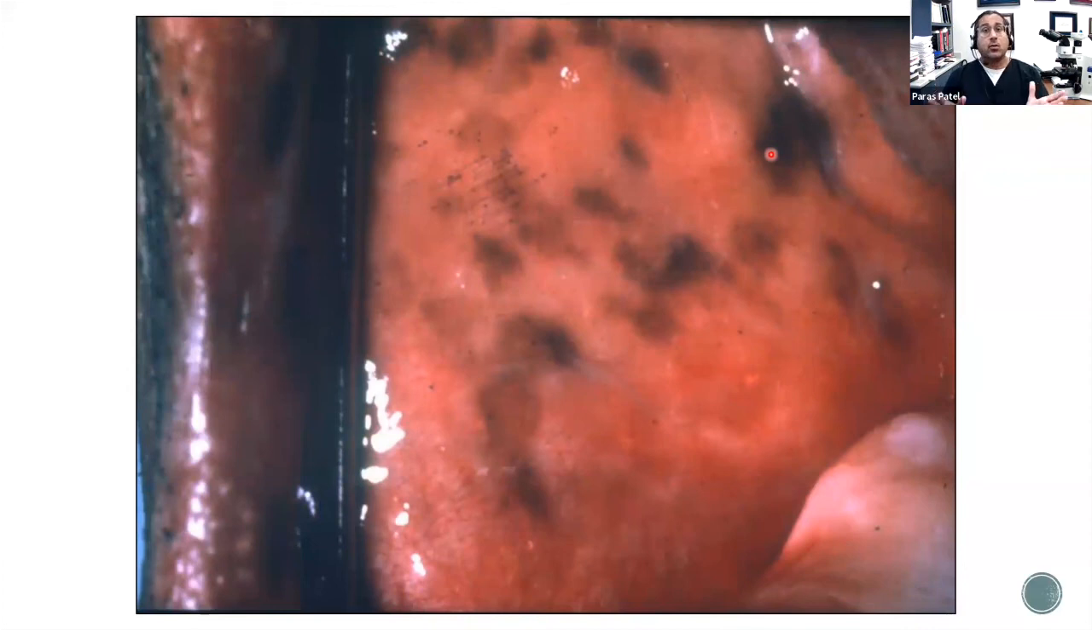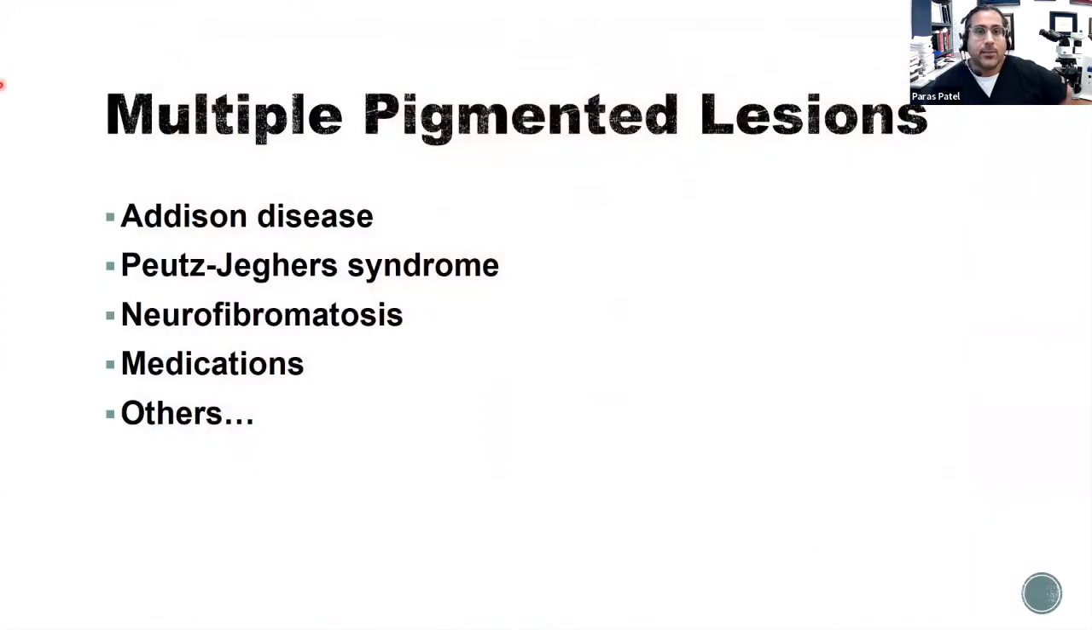It could still be a local factor, no question, but you have to at least start considering whether there could be an underlying systemic cause for this patient's clinical manifestations. So multiple pigmented lesions, that's what we're dealing with here. And there's a handful of different diseases that can cause this. There's tons that can cause macular pigmented lesions, but more often than not in the oral cavity, we don't see it with that high of a frequency.